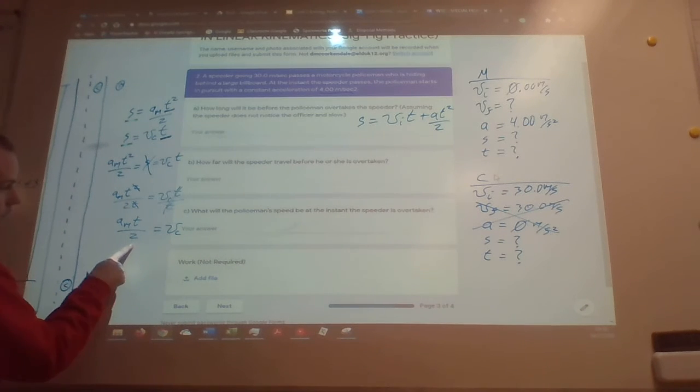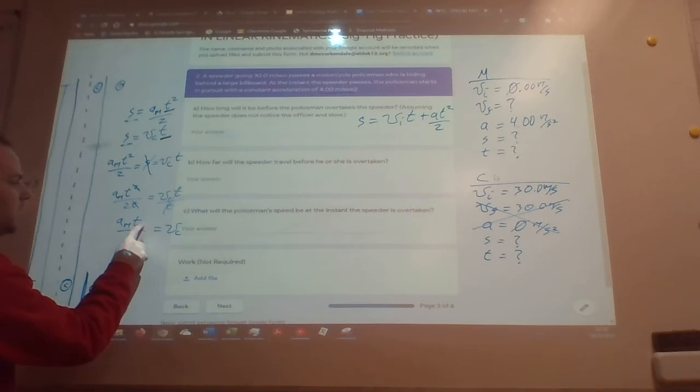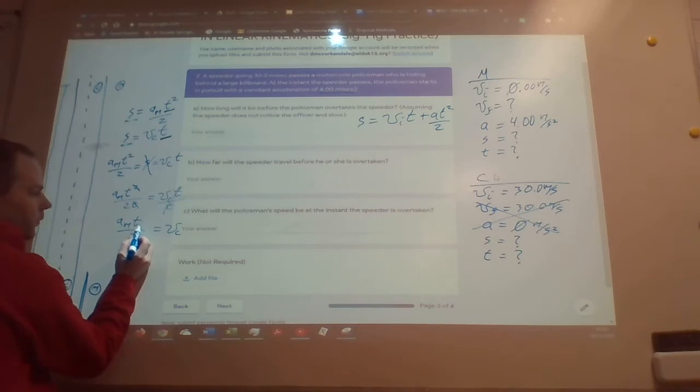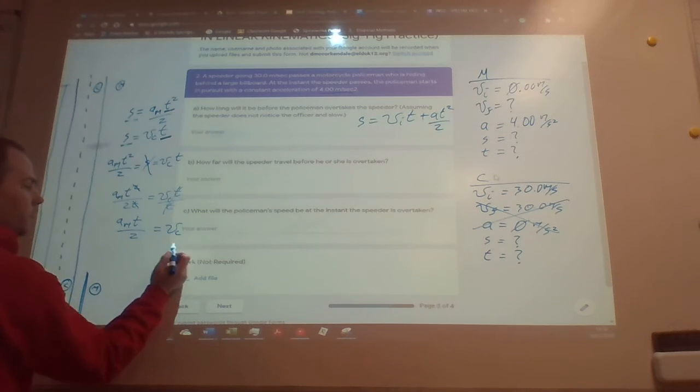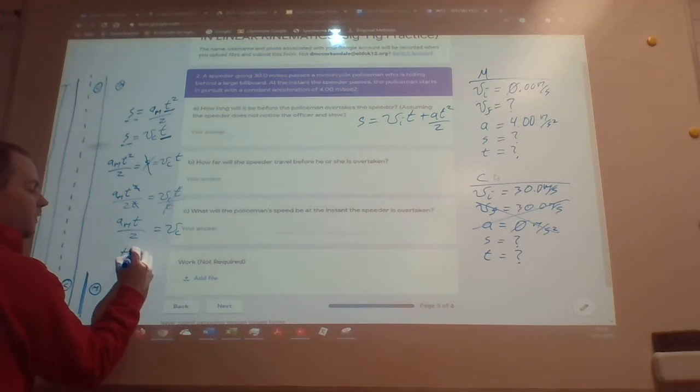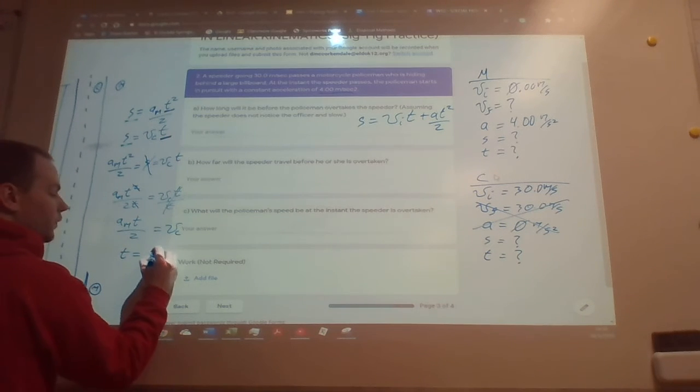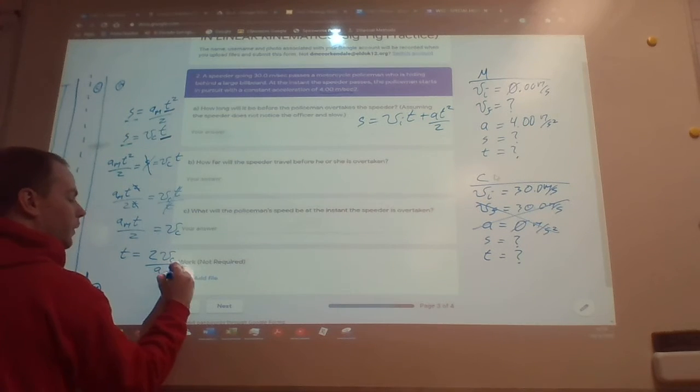With this equation, we only have one unknown. The only thing we don't know in this equation is t. So we can solve this for t by multiplying by 2 and dividing by the acceleration of the motorcycle. So t is equal to 2 times the velocity of the car divided by the acceleration of the motorcycle.